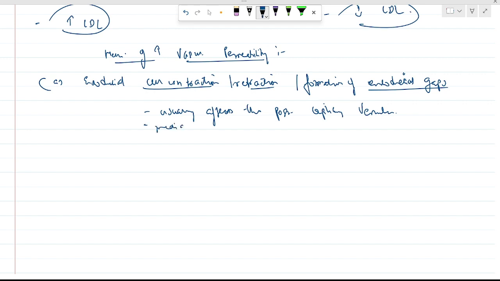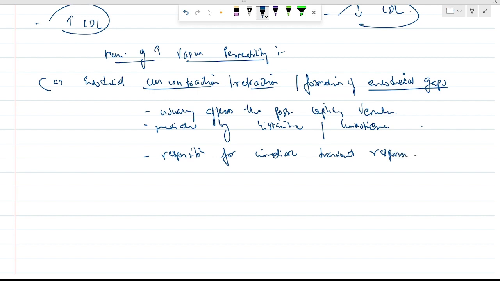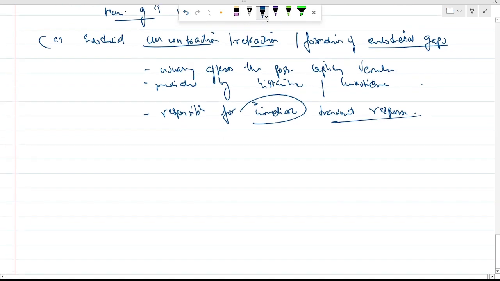Here these are mediated by histamine or, remember, leukotrienes. Histamine or leukotrienes. These are responsible for immediate, transient response. Endothelial cell contraction or retraction or formation of endothelial gaps.